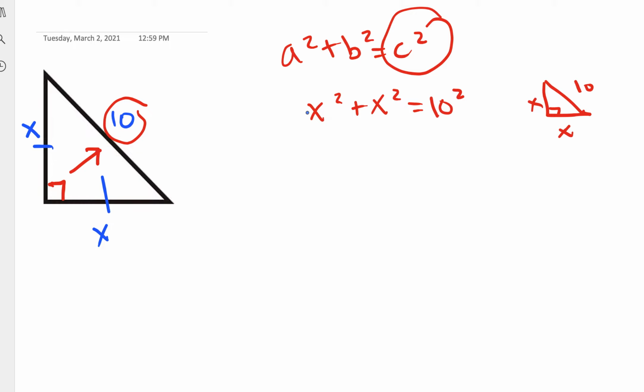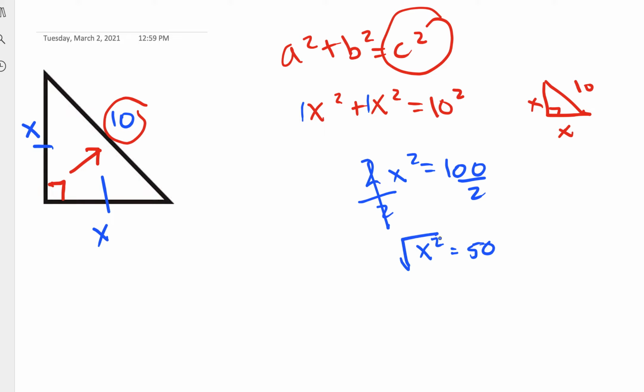So here's where people make a mistake. At the very beginning I mentioned, this is like a 1 and a 1. 1x squared plus another x squared means I have two squares, 2x squared. Now I'm going to divide by 2. X squared equals 50. And we square root both sides in order to get x by itself.